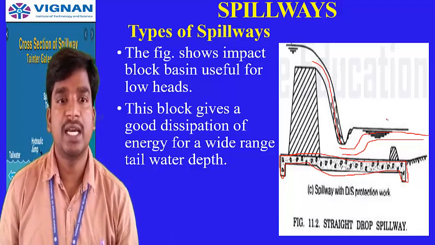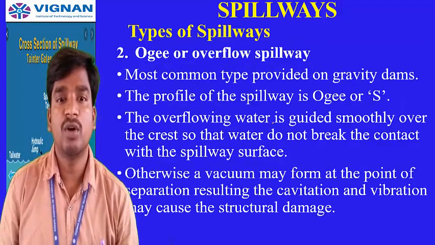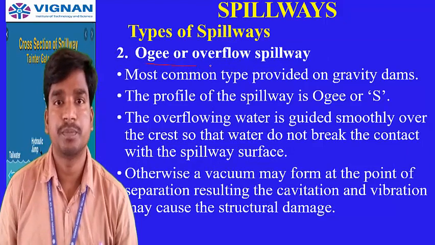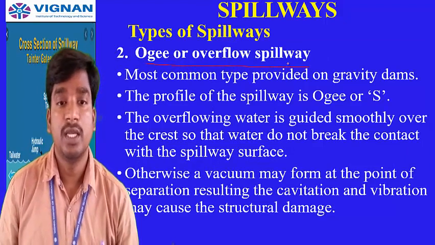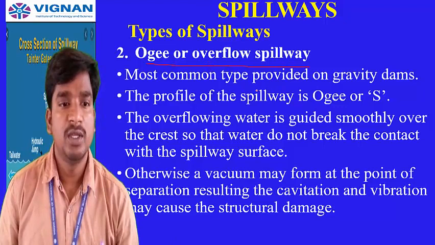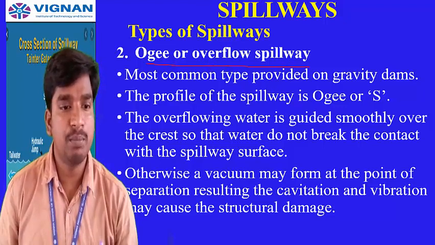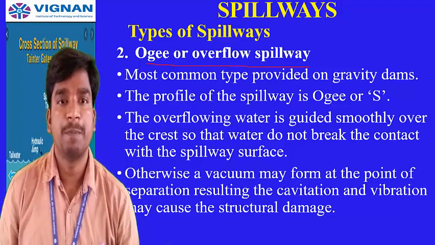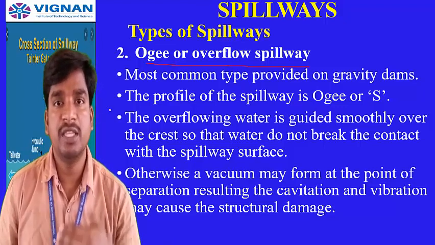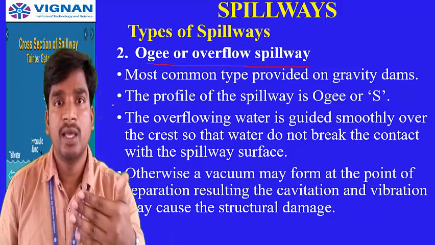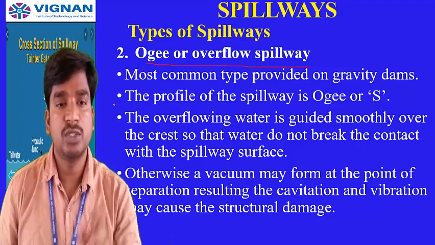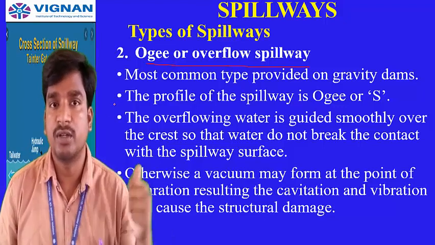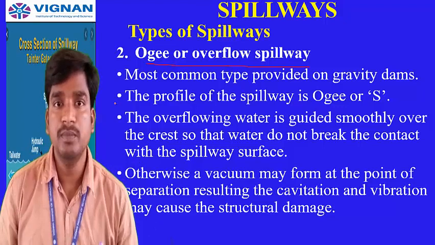Now coming to the second type, ogee, or we can call it overflow spillway. So what is an ogee spillway? This is the most common type we are providing. Whatever is on the left side is an example of an ogee spillway. Now you can understand the difference between the previous spillway design and the ogee spillway design. You can observe it in the pictures.